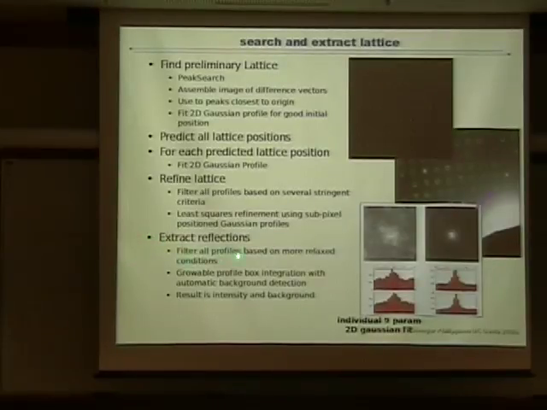And then we filter the profiles based on more relaxed conditions and do a box integration of those that meet the criteria. And it's a growable box. So you start with a fairly small profile, and the outer ring is the background, and you just increase it by 1 step until the background doesn't change anymore. So you really change the profile. It's a square profile nevertheless, but for each single reflection spot on each image.